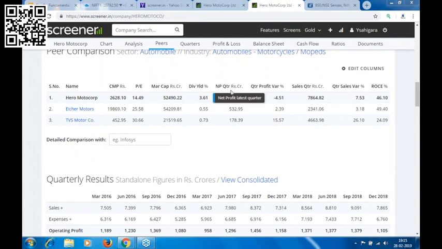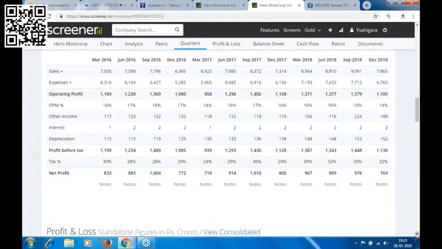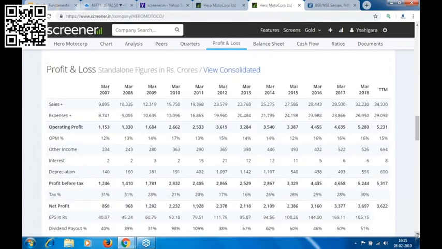This is your quarterly net profit, sales quarterly. You can check over here. Now these are your quarterly results. Now another important factor that you need to see, this is the quarterly result, that we will see in the annual results. Let's first look into the annual results of the company, the profit and loss statement.